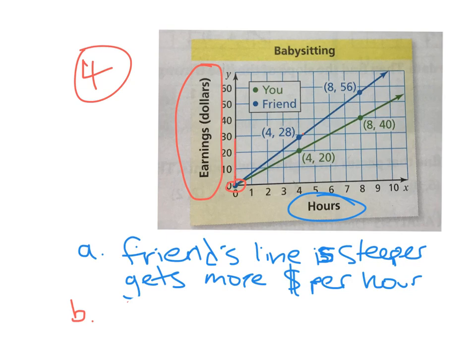I went up 28, right? 28, and then I go over how many from there? 4. That'll work. Can you divide 28 by 4? What do you get? 7. So then how much is my friend making per hour? $7 per hour.